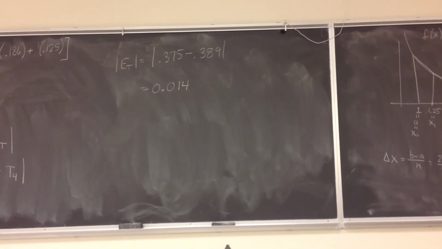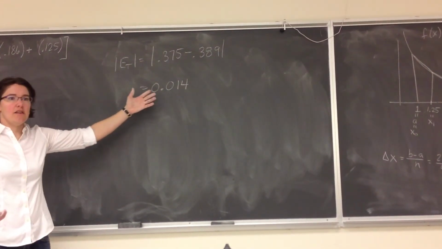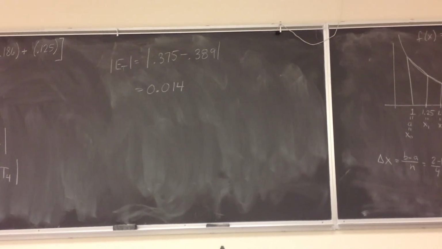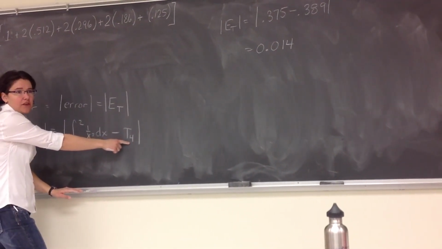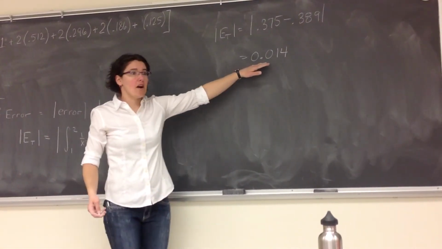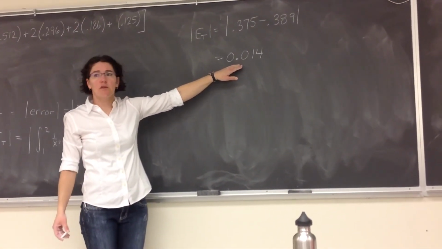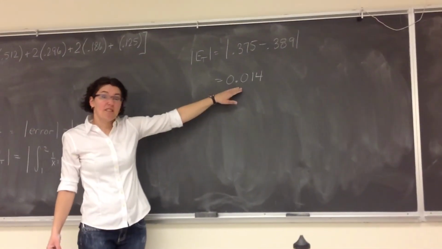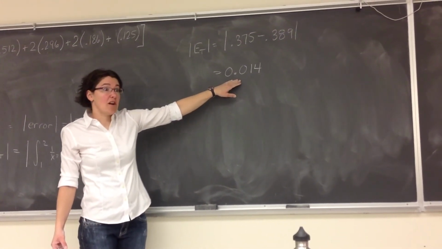That's pretty easy to calculate if you know two things. If you can calculate the integral and you can calculate the trapezoid rule, then you can subtract the two and say, look how close they are. Our approximation is off by 0.014. Now, that's fine, but it's really kind of a stupid comment, right?